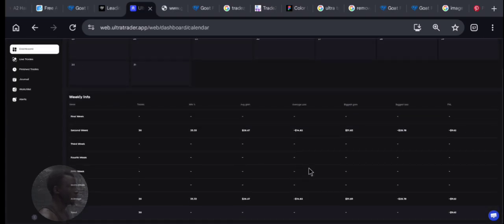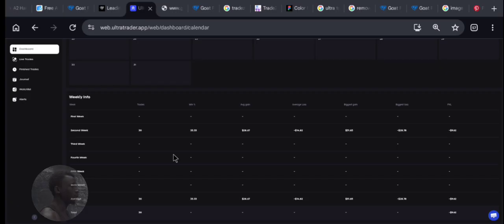Then for August, I didn't make any money on the first week because I didn't take any trades. Then on the second week, I was at a loss of $9. I took around 30 trades on the second week.